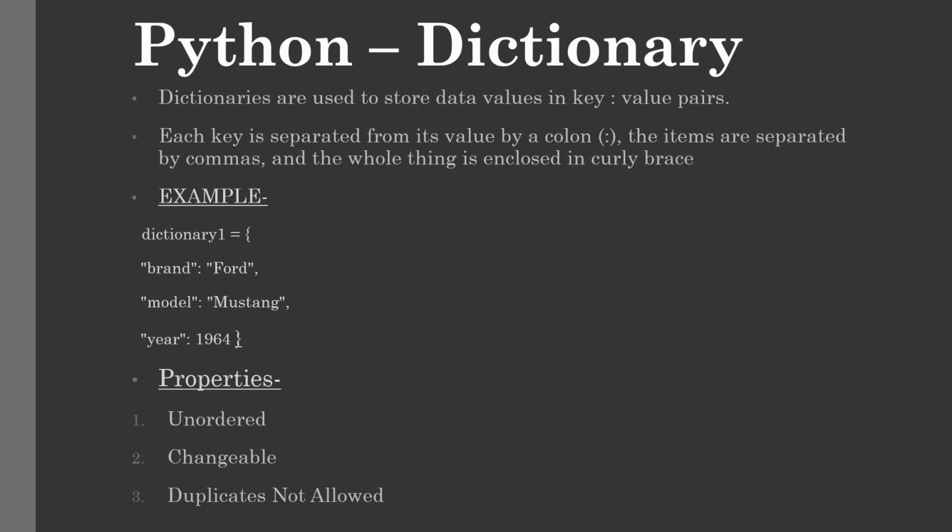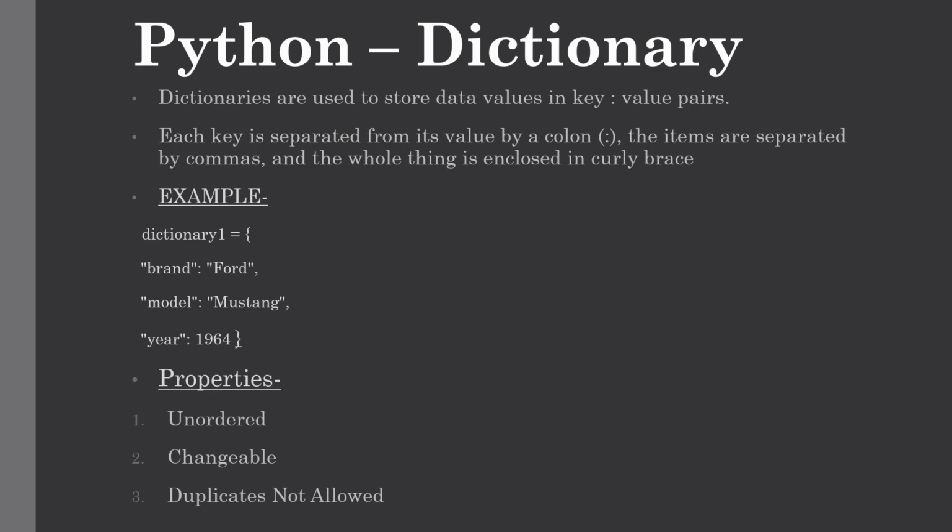We will see how to create a dictionary in a while, but let me explain to you what the properties of a dictionary are. The first property is that it is unordered. When we say that dictionaries are unordered, it means that the items do not have a defined order. You cannot refer to an item by using an index.